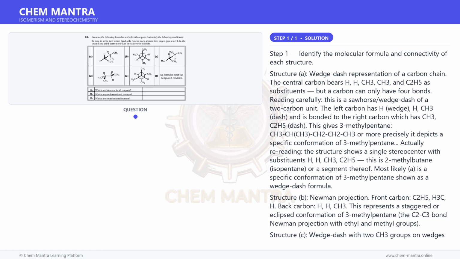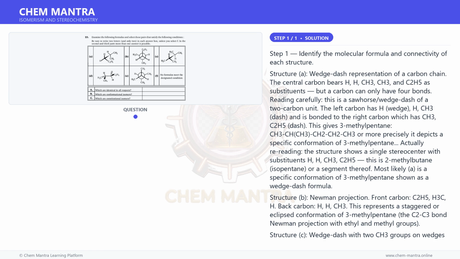Step 4. Answer B, which are conformational isomers? Conformational isomers have the same connectivity and configuration but differ only by rotation about single bonds. A and B are both 3-methylpentane but in different conformations, different Newman and wedge-dash representations showing different rotational states. A and D are also both 3-methylpentane in different conformations. Answer B, A and B, or A and D.